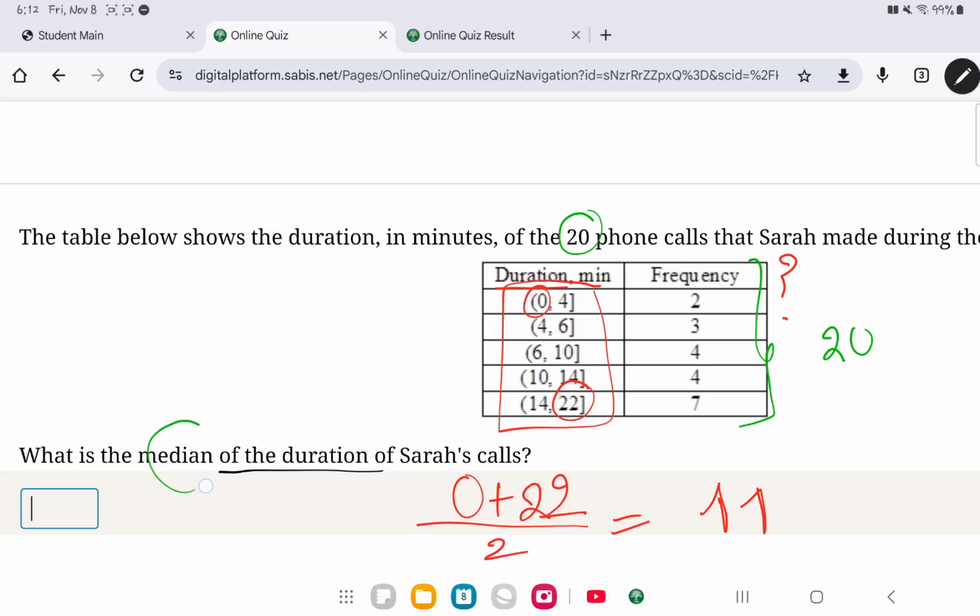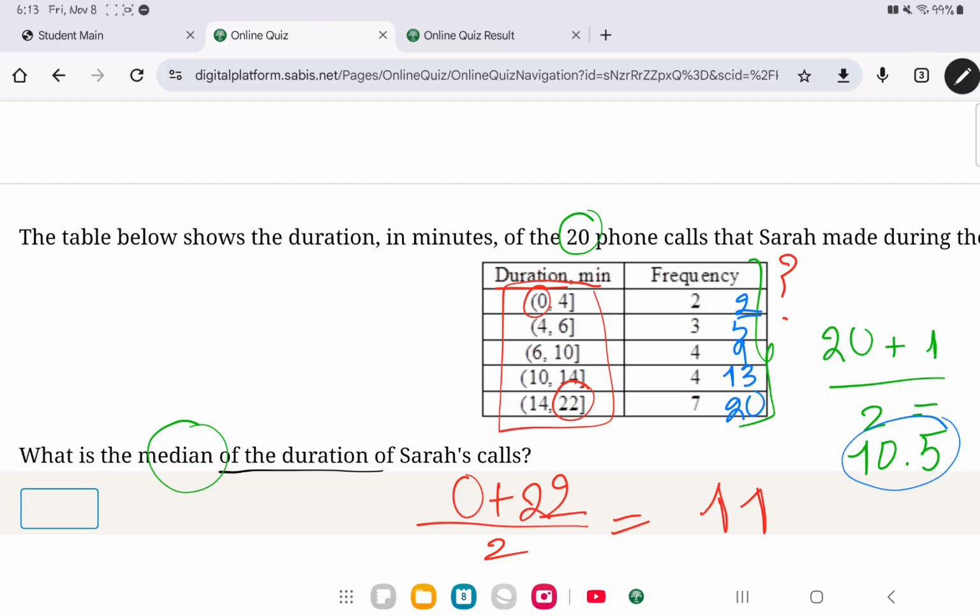Then to find the median number, or the median frequency, we add 1 to the 20, then divide it by 2. So that's 21 divided by 2, which is 10.5. Next step, we're going to find the cumulative frequency, okay? Finding the cumulative frequency, you get 2 here, 5, 9, 13, and then 20.